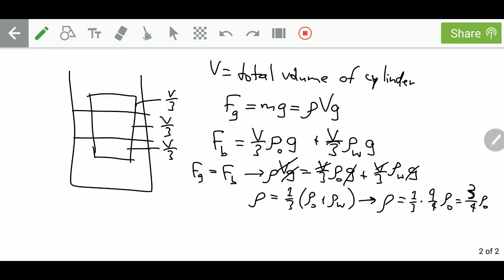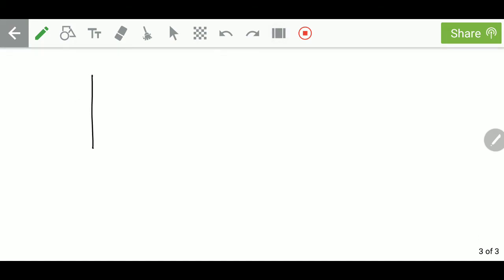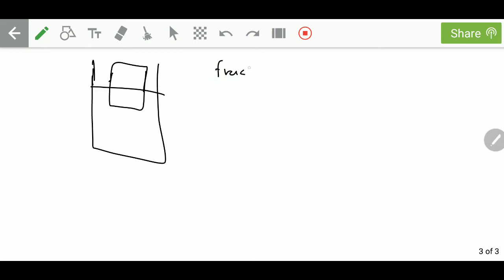And now, when we're in the situation where we have just the oil, I'm not going to draw the water, because it's far enough down that the block will not be submerged in it. We're going to get a situation like this. And now the question is, let's say the fraction submerged in the oil is S. We want to find what fraction will be submerged in the oil once you pour in enough oil.